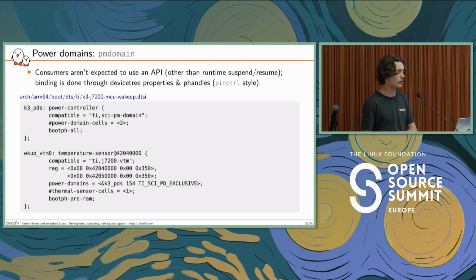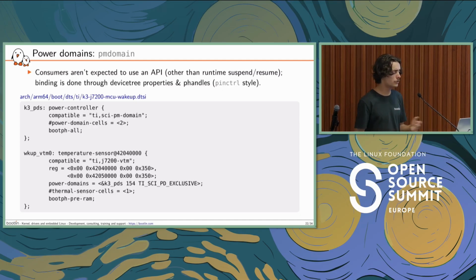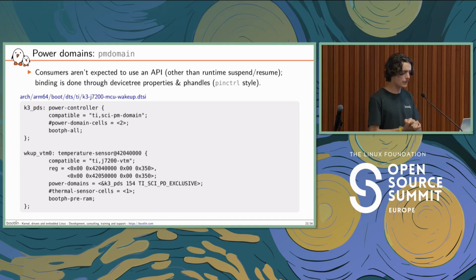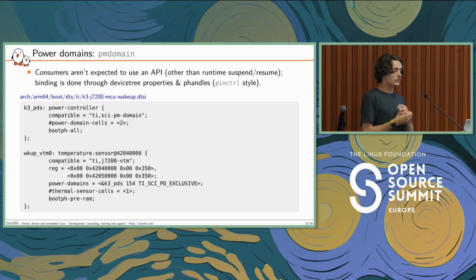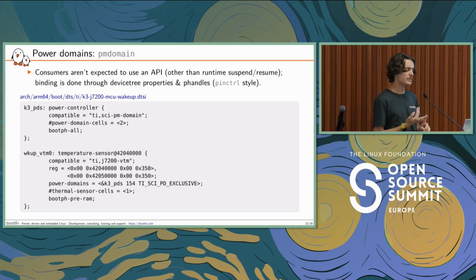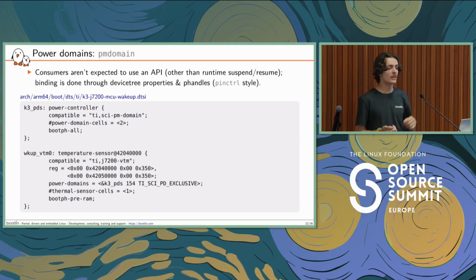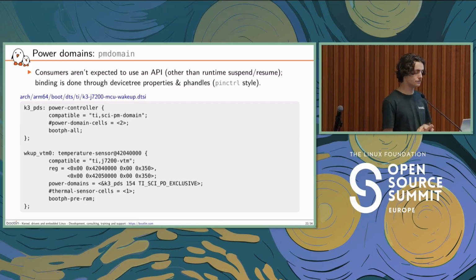And then at the bottom, you have some temp sensor, whatever device that uses a power domain, and you have the phandle K3 PDS, and then two cells as arguments. So in that case, the first one is an index to which PM domain you want, and then it is some flags. So pretty standard stuff.